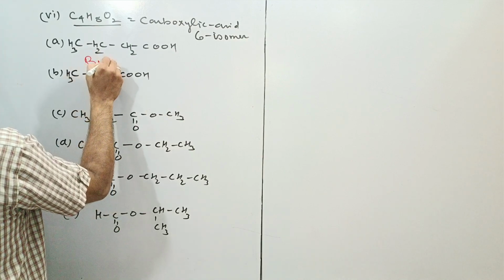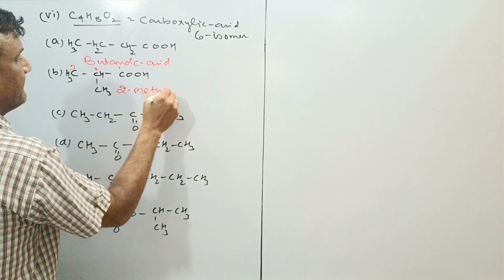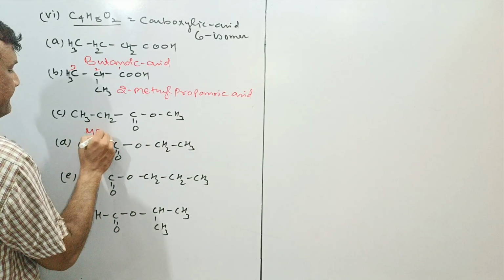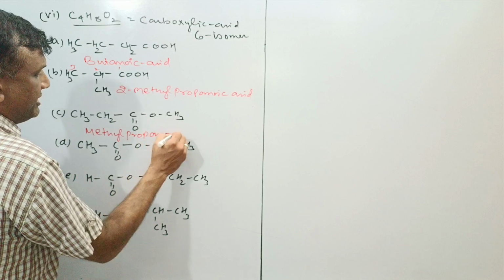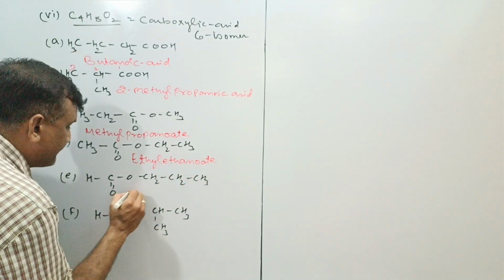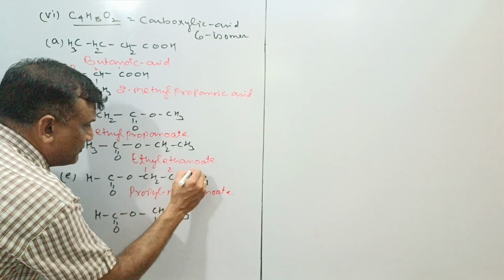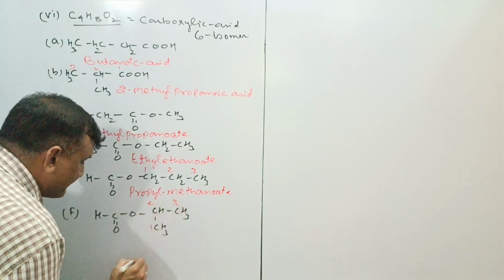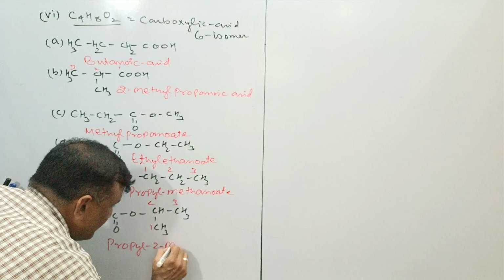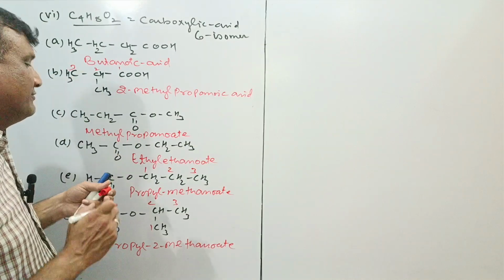If we go with the names, then the names of these compounds are: this is butanoic acid. This is 2-methylpropanoic acid. This is methyl propanoate. This is ethyl ethanoate. This is propyl methanoate, because methanoate is present at number 1 position, so there is no need to give the position. Here is isopropyl, you can see this propyl, over the number 2 position there is methanoate, so propyl 2-methanoate. So the total isomers are 6, just 4 are metamers, and just 2 are carboxylic acids.